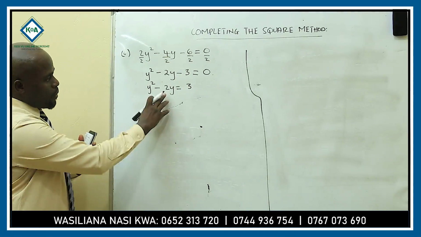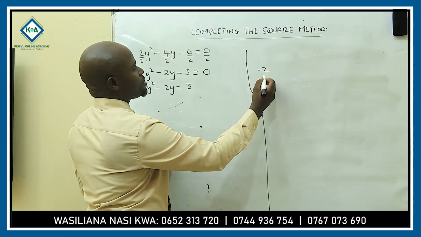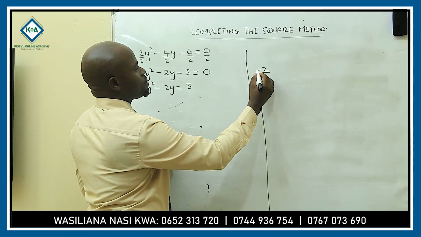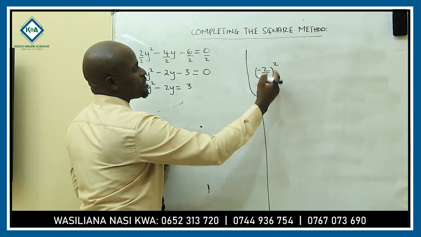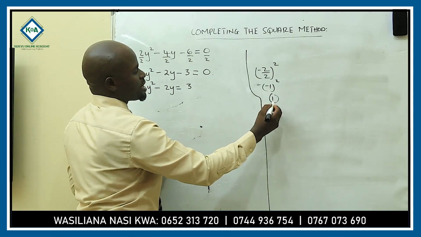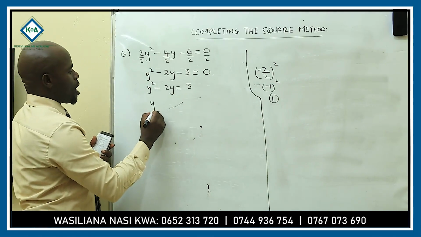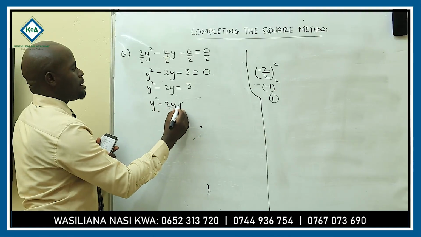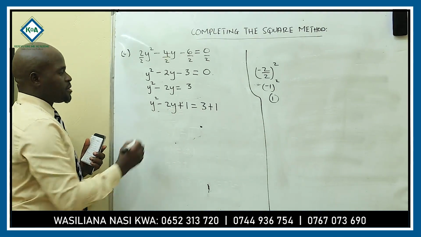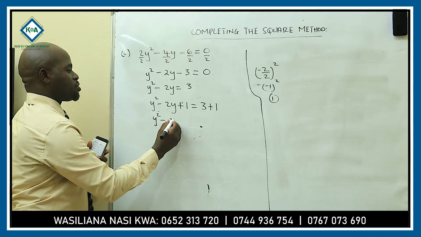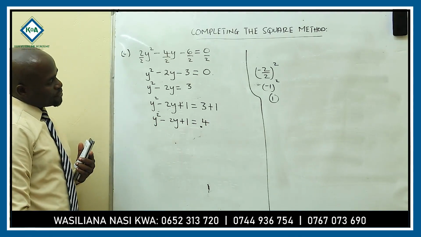After reaching this step, we take our b. Our b here is negative 2. We divide by 2, then we square. Negative 2 divided by 2 is negative 1. Negative 1 squared, the answer is 1. So we take this 1, we add it to this side and this side. So it will be y squared minus 2y plus 1 is equal to 3, then plus 1. So it will be y squared minus 2y plus 1 is equal to, here we get 4.